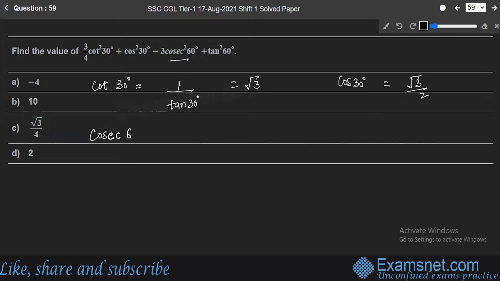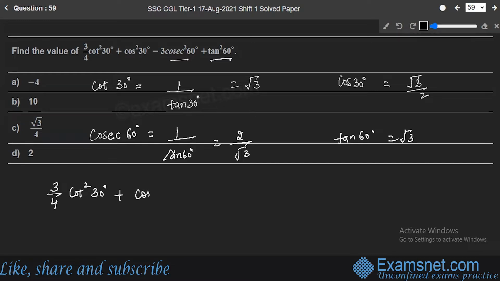Then you have cosecant 60 degree, which is equal to 1 upon sine 60 degree. That is equal to 2 upon root 3. Then tan 60 degree, you know this, is equal to root 3. Easy now, we're filling in the values. 3 by 4 cot square 30 degree plus cos square 30 degree minus 3 cosecant square 60 degree plus tan square 60 degree.